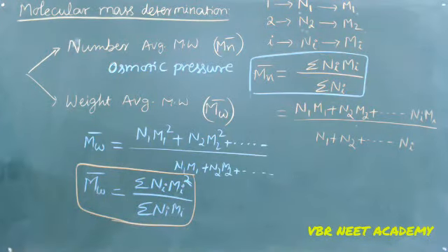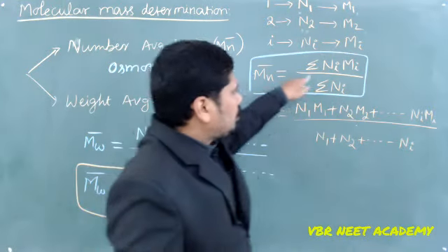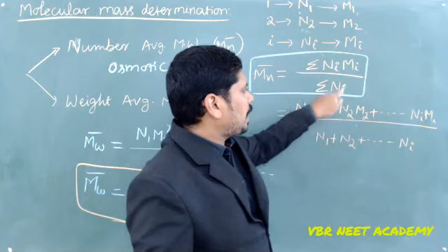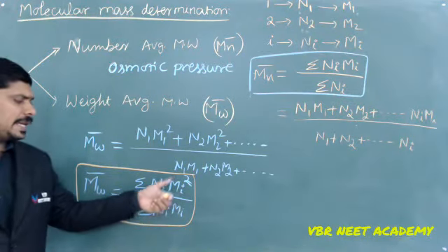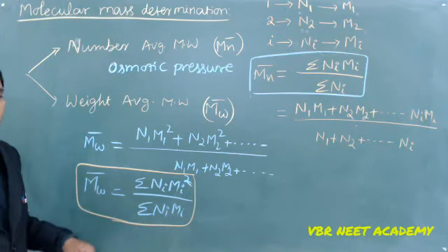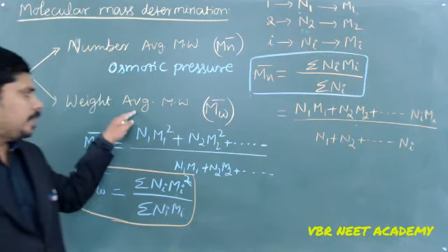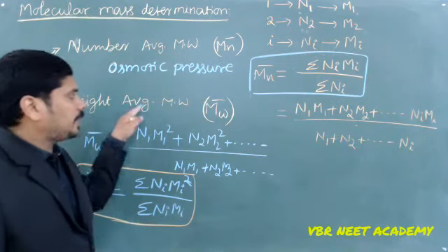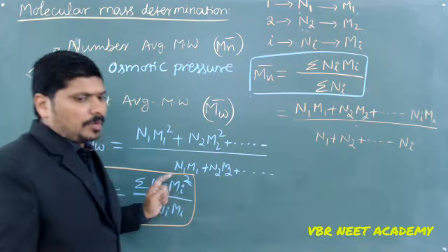These two we are supposed to remember. Number average molecular weight is equal to sigma Ni Mi by sigma Ni, whereas the weight average molecular weight is nothing but sigma Ni Mi square by sigma Ni Mi. So this is the way we can determine the molecular weight. We are not able to determine it exactly. It is going to be the average molecular weight, Mw bar, and the number average molecular weight, Mn bar. This is how I can prepare it.